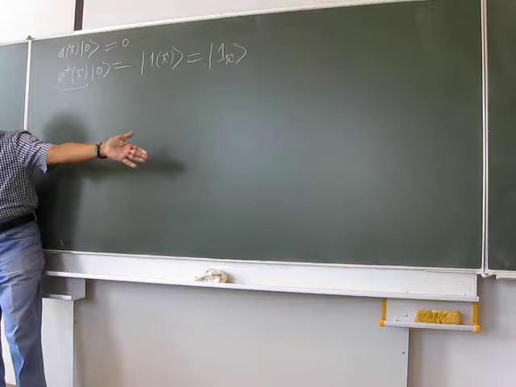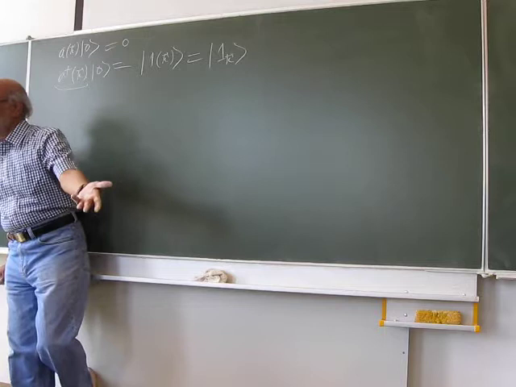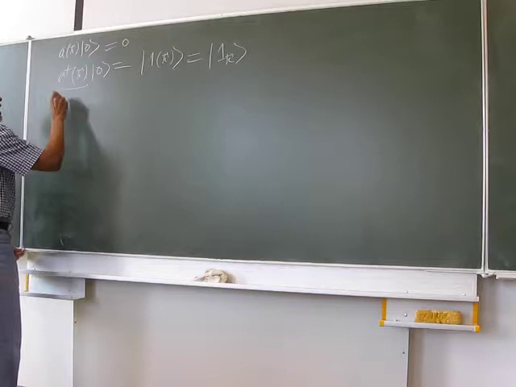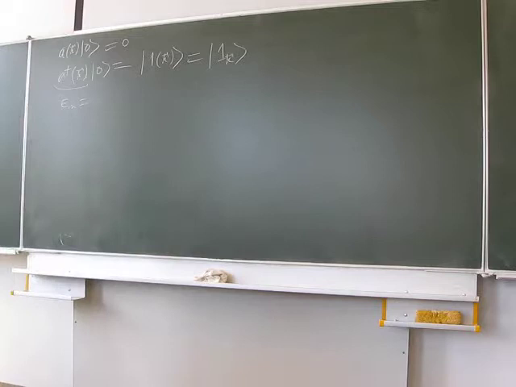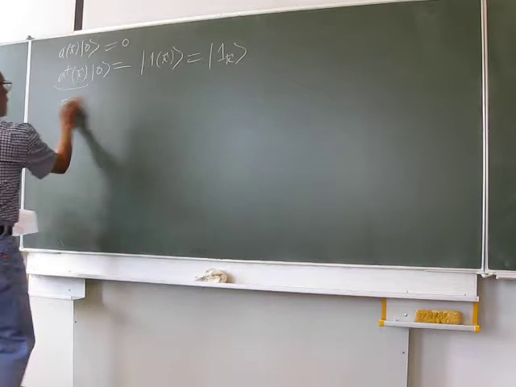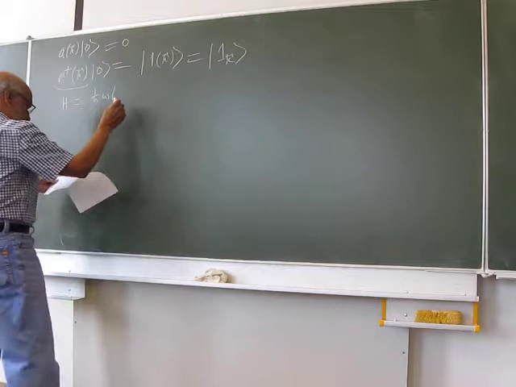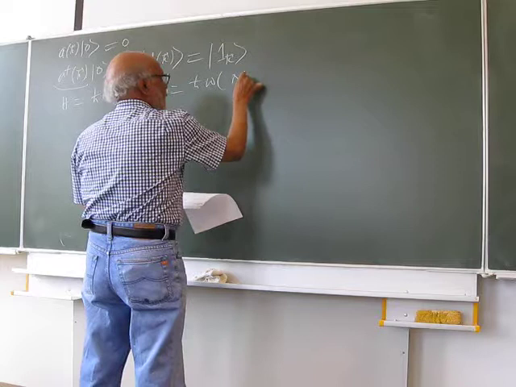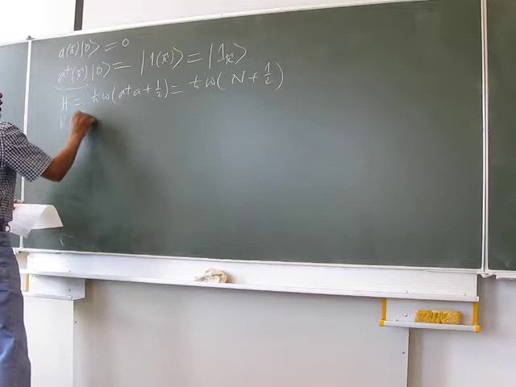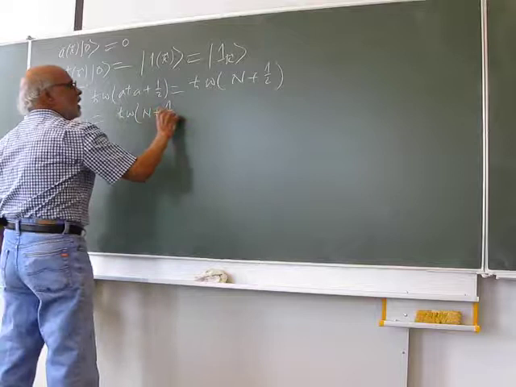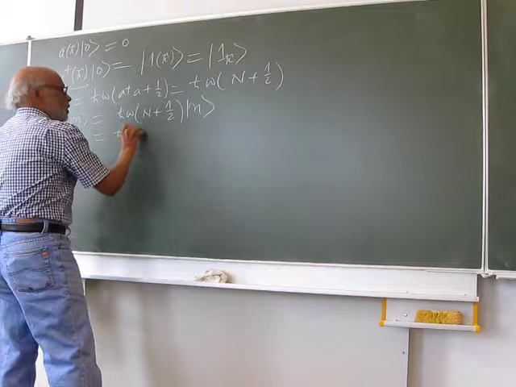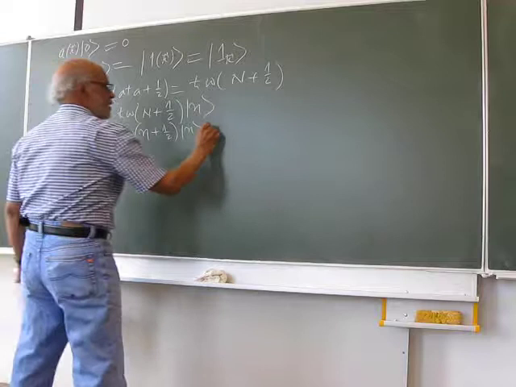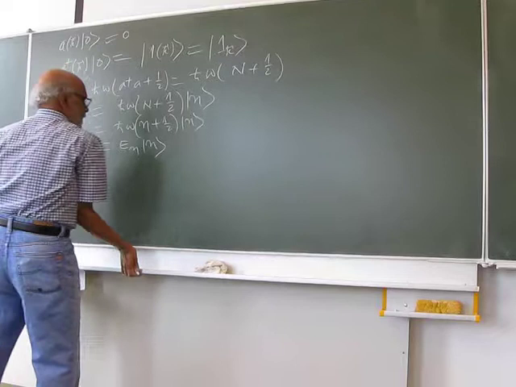Vacuum state is a state with infinite energy. Okay? In the harmonic oscillator you have seen that the energy levels were H equals h-bar omega times (a dagger a plus 1/2). So here H on n would give you h-bar omega (n plus 1/2), and this I could write as E_n, and so I would have E_n equals h-bar omega (n plus 1/2).